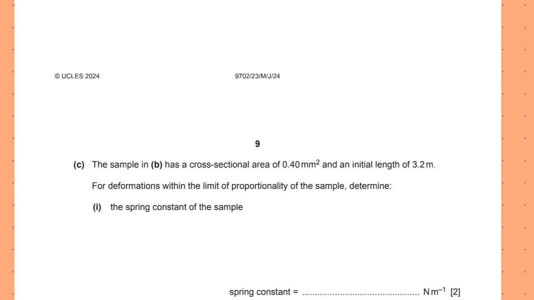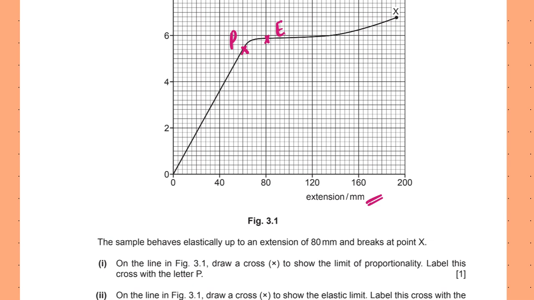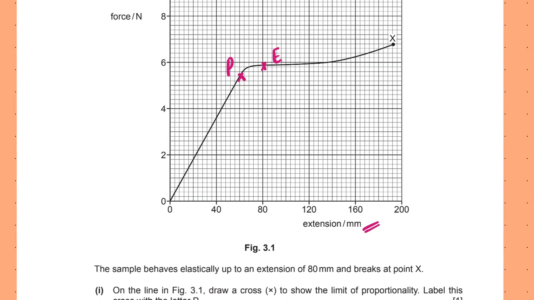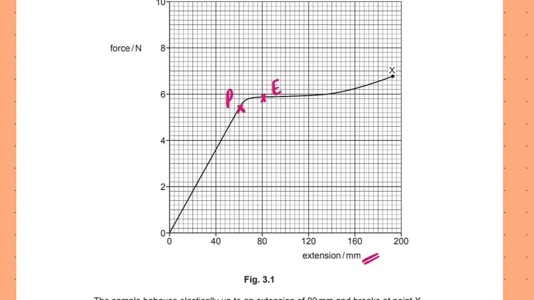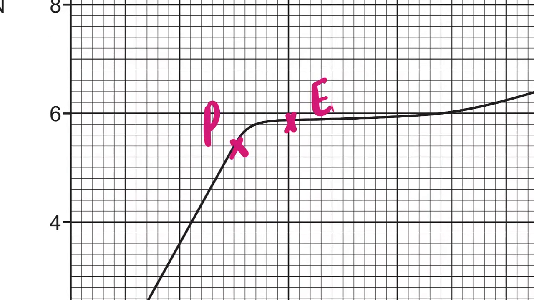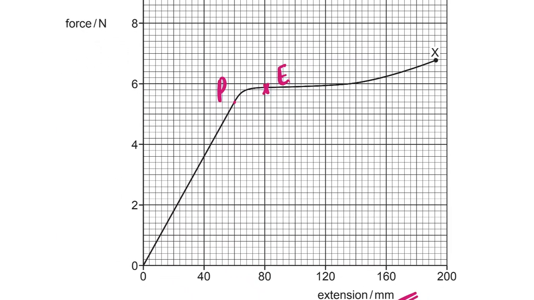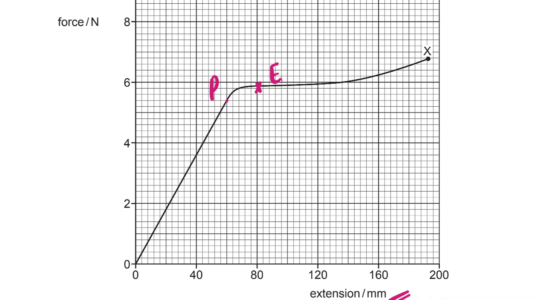For deformations within the limit of proportionality, determine the spring constant. So F over X, right? So any force and any extension, as long as they're within the limit of proportionality. So I think the limit of proportionality point was a good one to work with here, because that's, if I just remove the cross for a second, that's this one, right? So at this point, the force is 5.4, the extension is 60 mm right here.